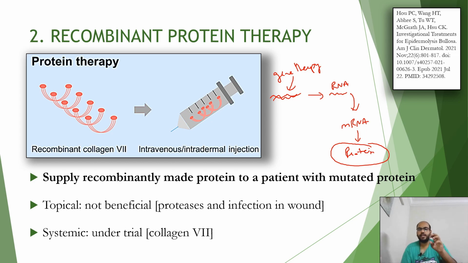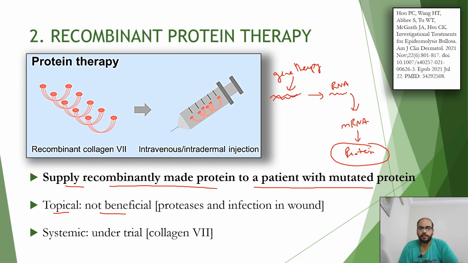Clear? So in protein therapy, you actually just replace the protein instead of replacing the gene. So you supply recombinantly made protein to a patient which has mutated protein. Clear? So in protein therapy, proteins are exchanged. In gene therapy, genes are exchanged.